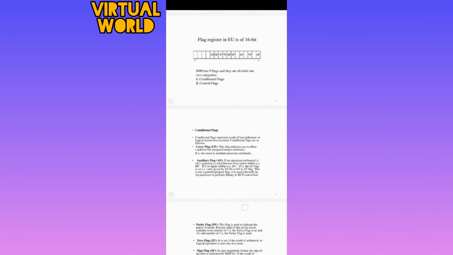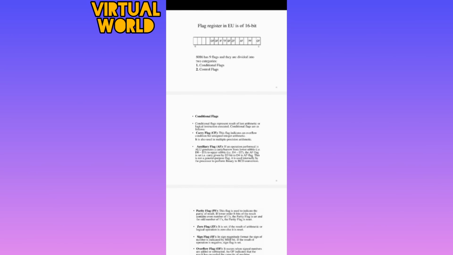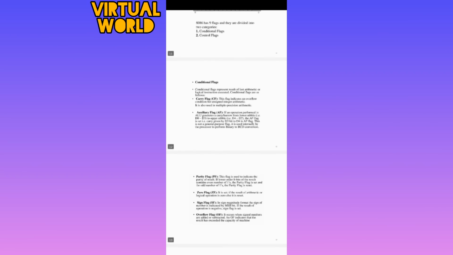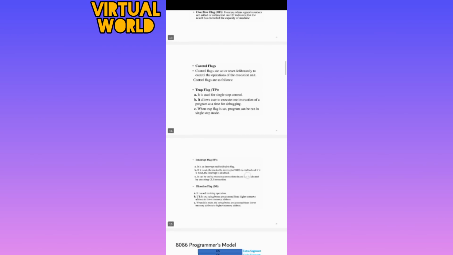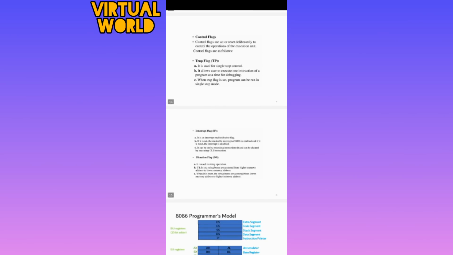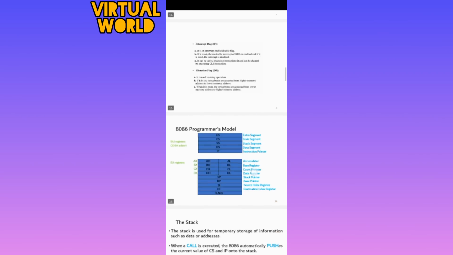Next, the flag register in the EU is a 16-bit register, which has 9 flags, and they are divided into two categories, which are conditional flags and control flags. Conditional flags represent the result of the last arithmetic or logical instruction executed. The conditional flags are the carry flag, auxiliary flag, parity flag, zero flag, sign flag, and overflow flag. Next, we have control flags, which are set or reset deliberately to control the operations of the execution unit. The control flags are the trap flag, interrupt flag, and direction flag.